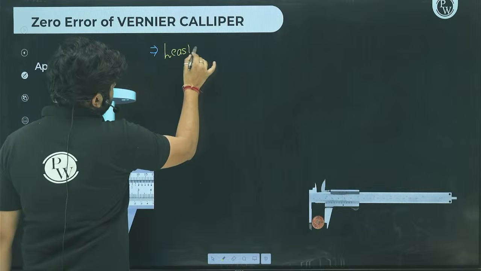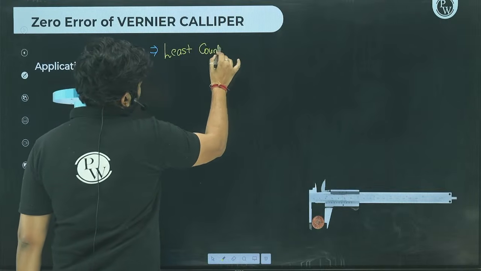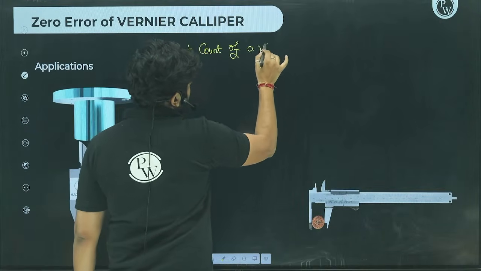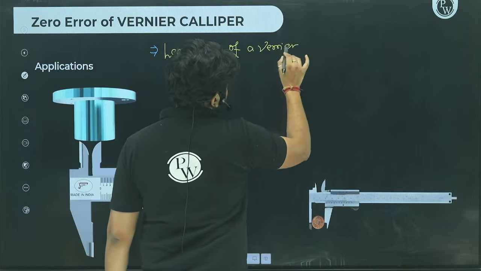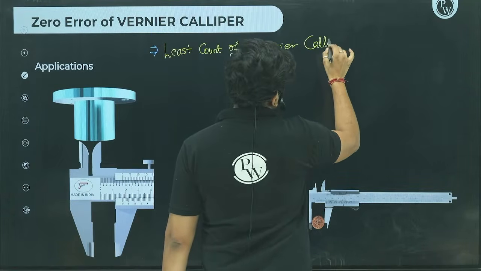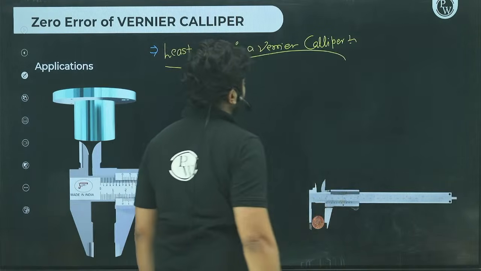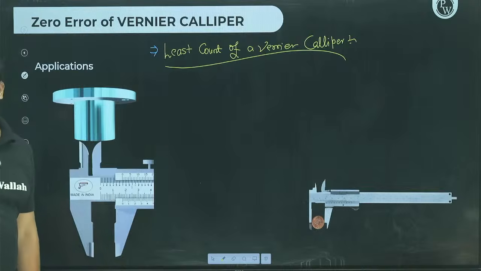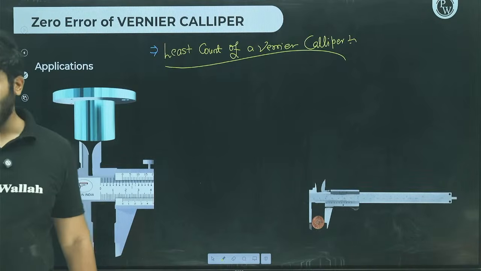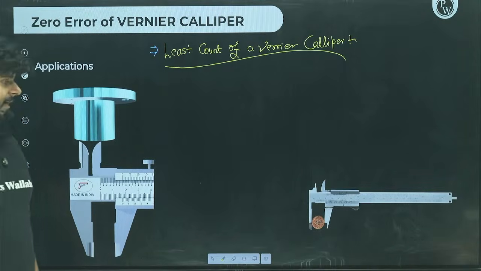Least count of a vernier caliper. What is the smallest thing you can measure with a vernier caliper? What is the least count of a vernier caliper right now?